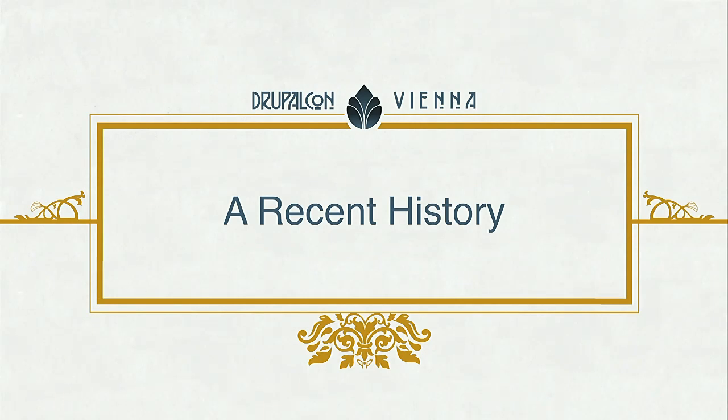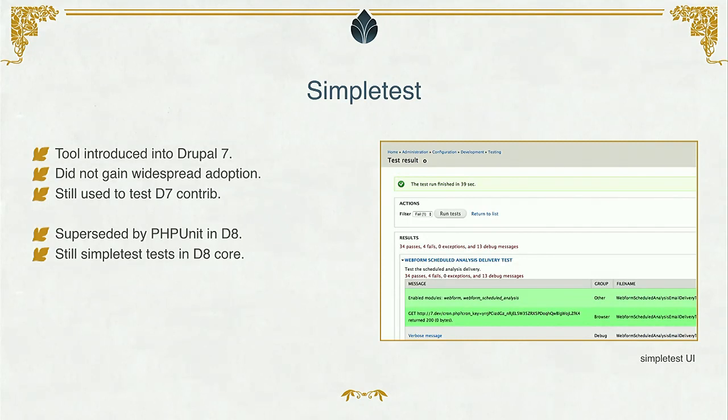Let's step back into a bit of recent history. In Drupal 6, there was a contrib module called SimpleTest, and that integrated a testing framework into Drupal, which allowed us to write tests. It gained some traction, and it was introduced in Drupal 7 for testing Drupal core. But the problem with this testing framework was it didn't really gain much widespread adoption. So PHPUnit won the race, and it superseded that testing framework in Drupal 8. But if you are writing Drupal 7 contrib projects, it's still the go-to tool. So it's worth knowing about in case you step back in time into Drupal 7 land for an afternoon. But yeah, this has been superseded.